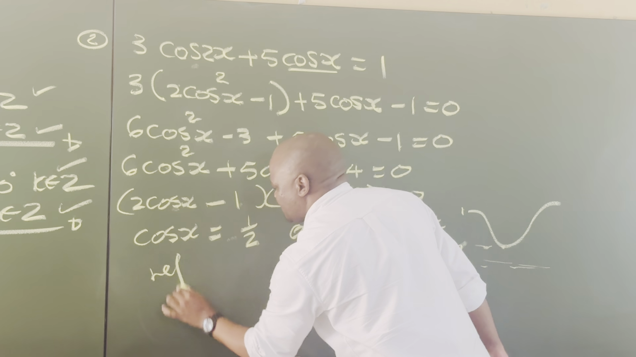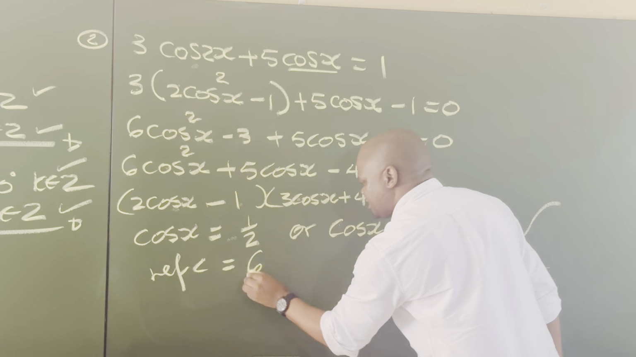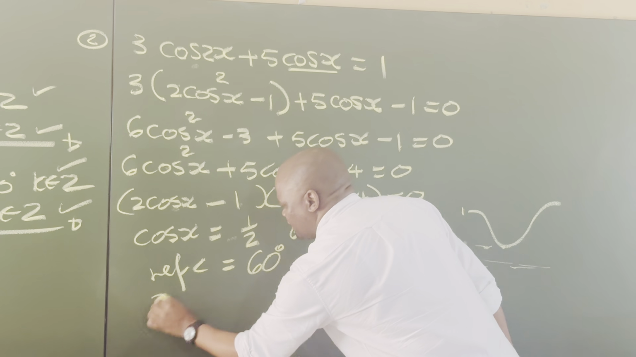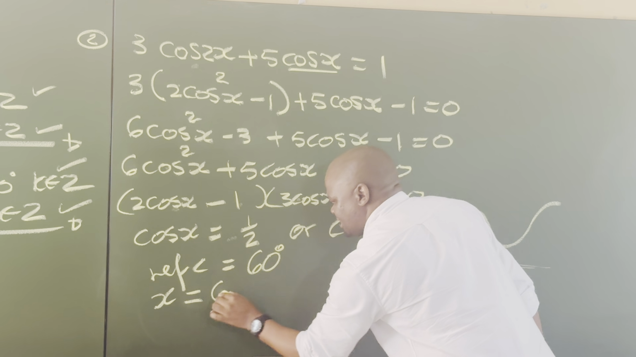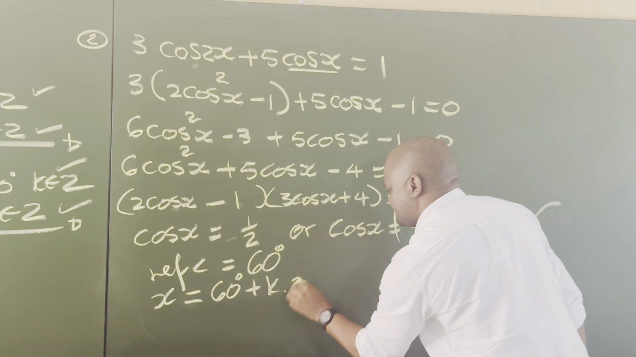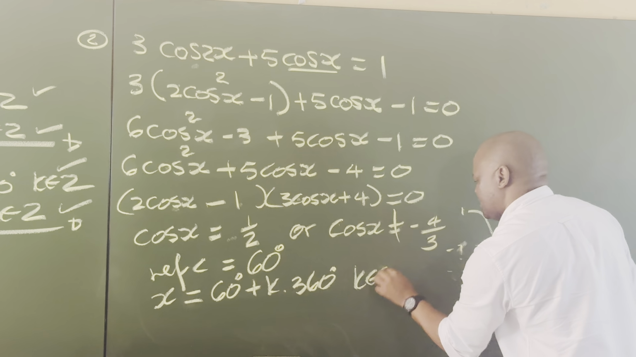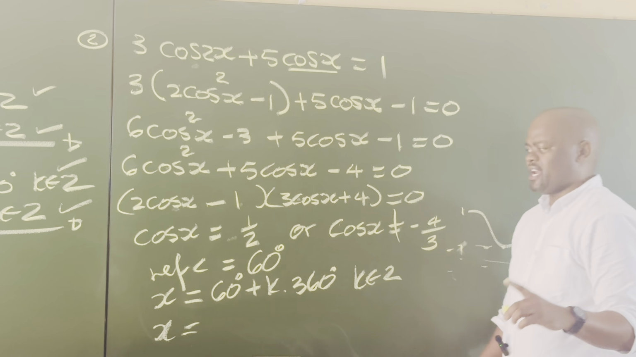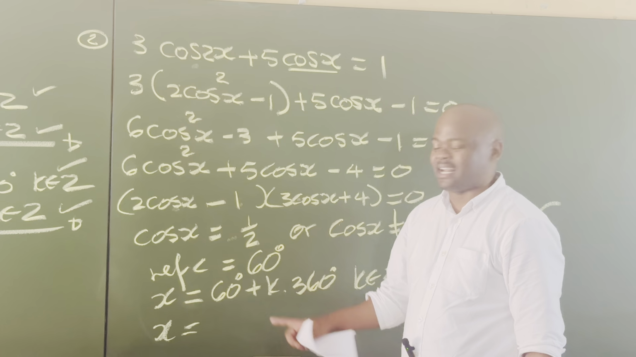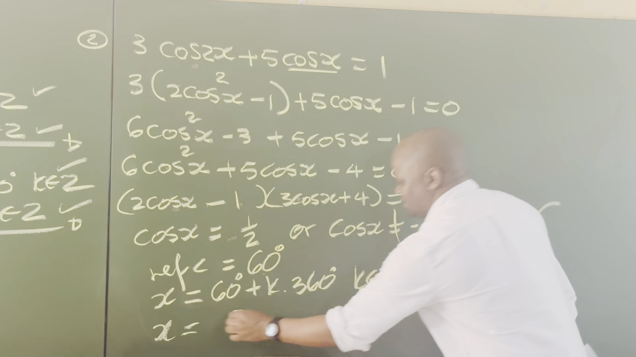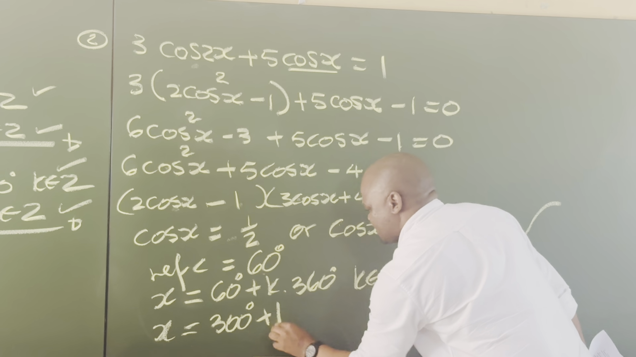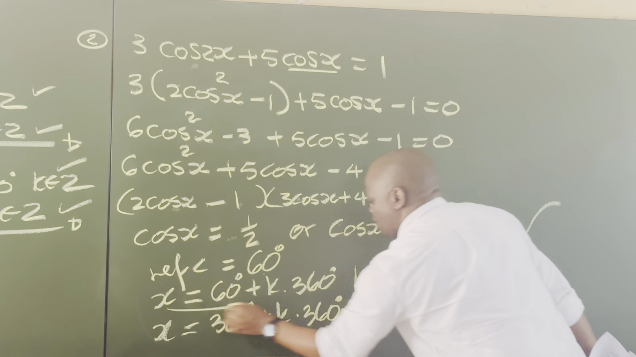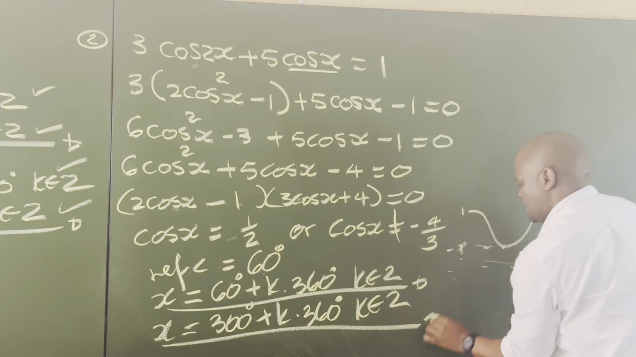So what will be the reference angle of this? 60 degrees. And then which quadrant? First quadrant. Then we know in the first quadrant our solution will be 60 plus k times 360, where k is an element of integer. Then our second solution will be in the fourth quadrant, and in the fourth quadrant, we say 360 minus 60, which is 300 degrees plus k times 360, where k is an element of integer. So these will be the two solutions that we have for this one.